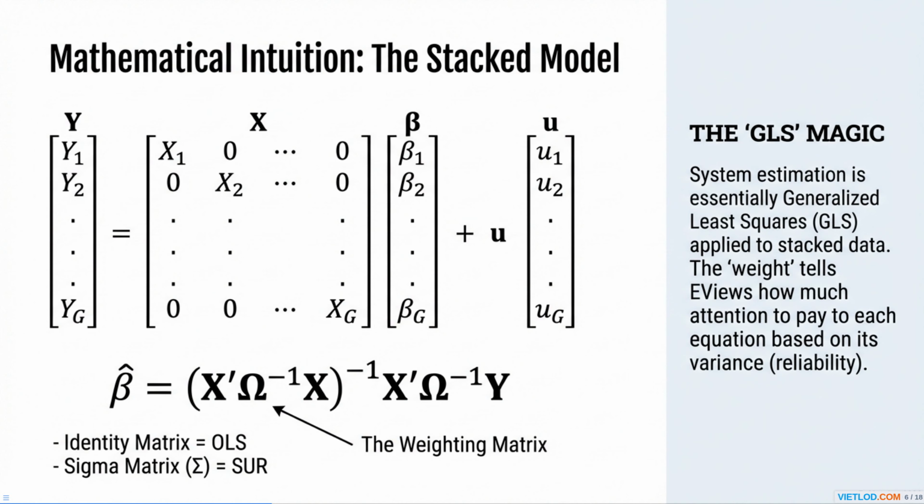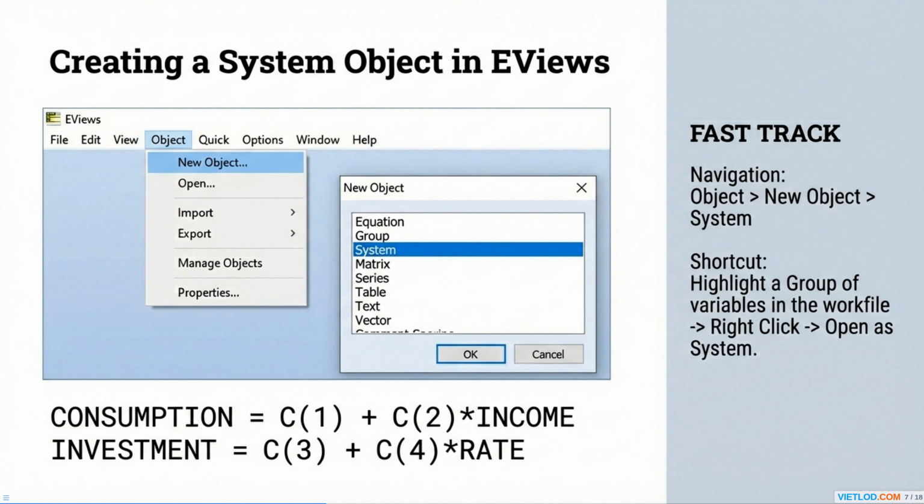For SUR, omega is the estimated covariance matrix of the residuals, which allows us to give more weight to equations with smaller error variance, thus increasing efficiency. Think of omega as a reliability matrix. If one equation in your system has very noisy, unpredictable errors, high variance, the GLS estimator will automatically pay less attention to it when calculating the coefficients, leading to a more precise overall result. This is the theory. Now, let's see how to put this into practice by creating our first system object in EViews.